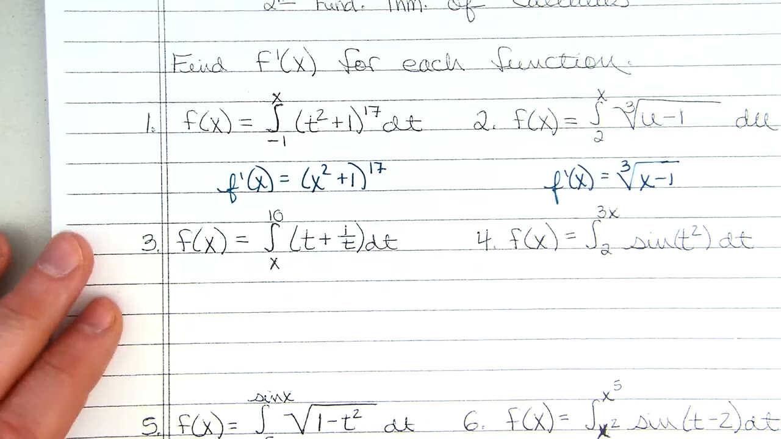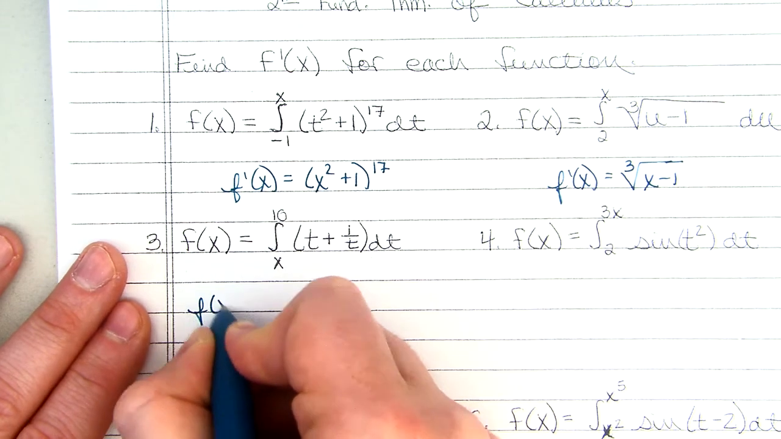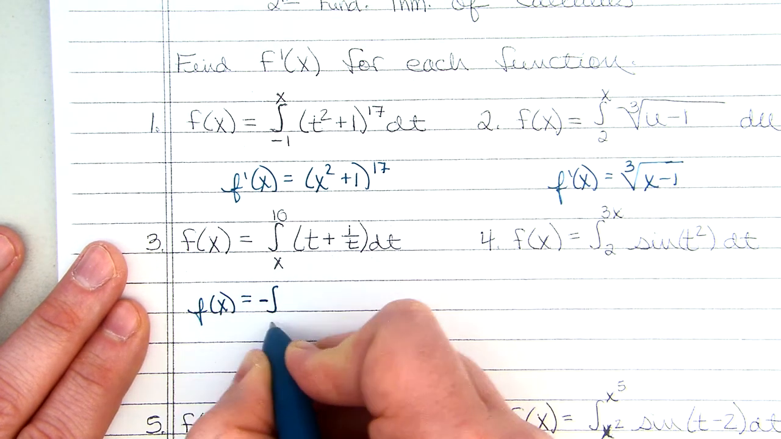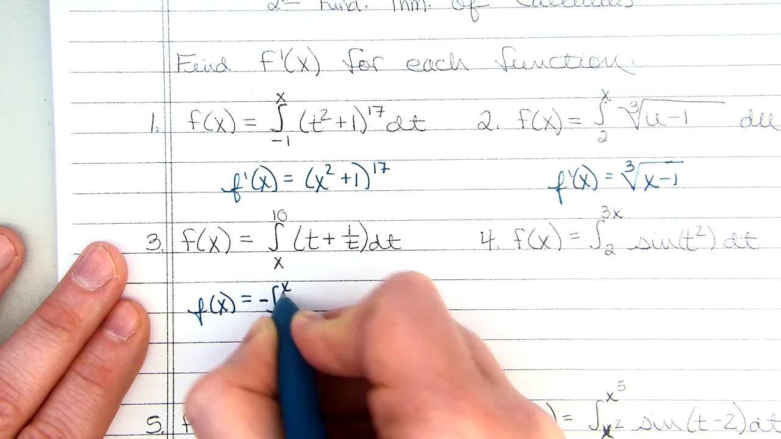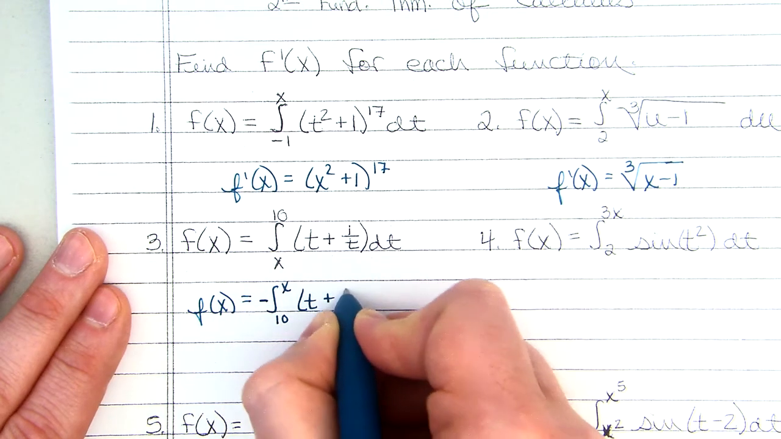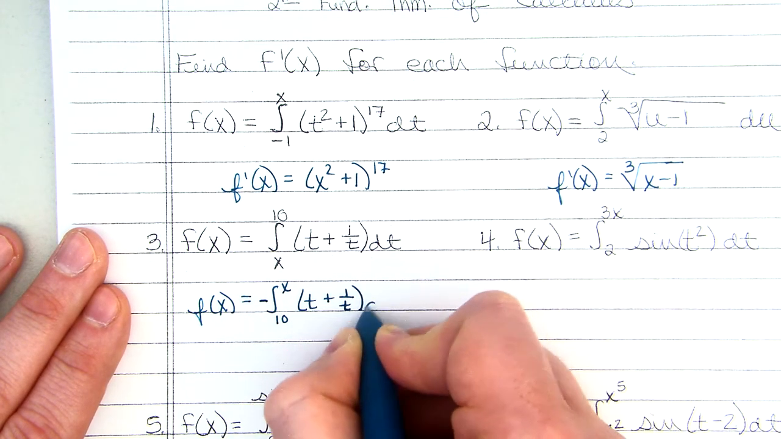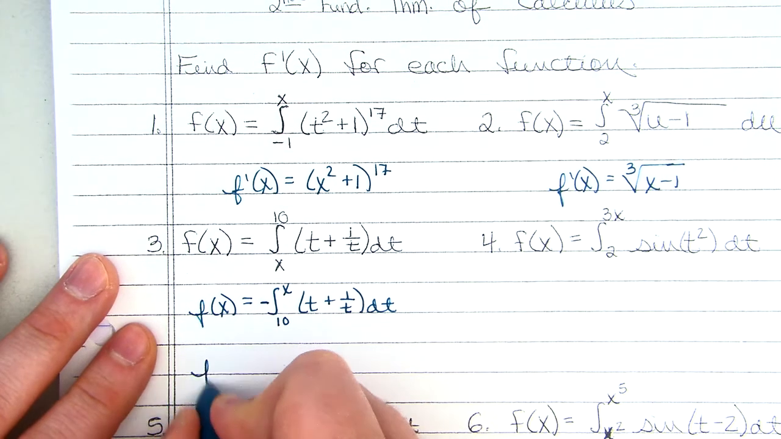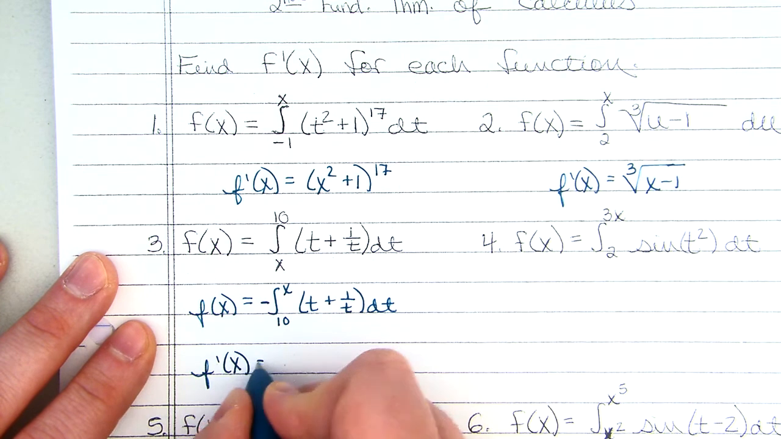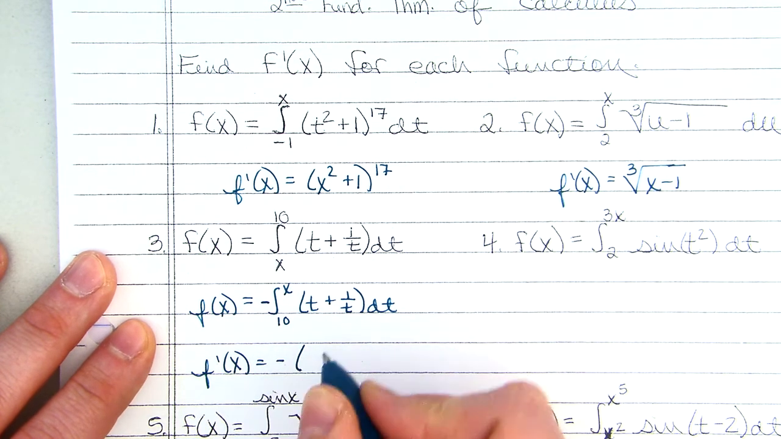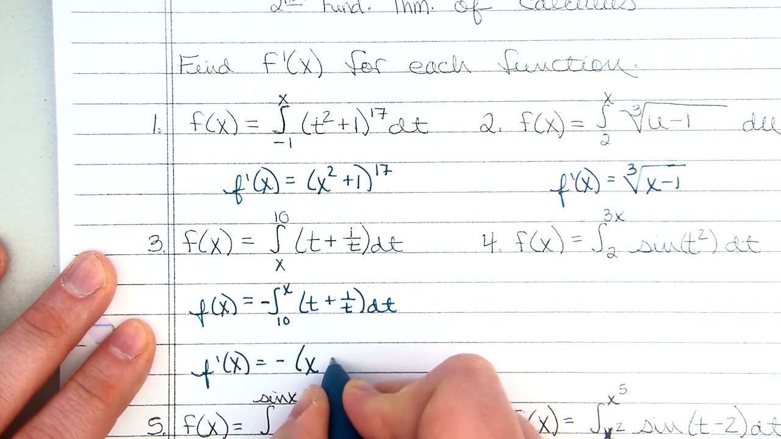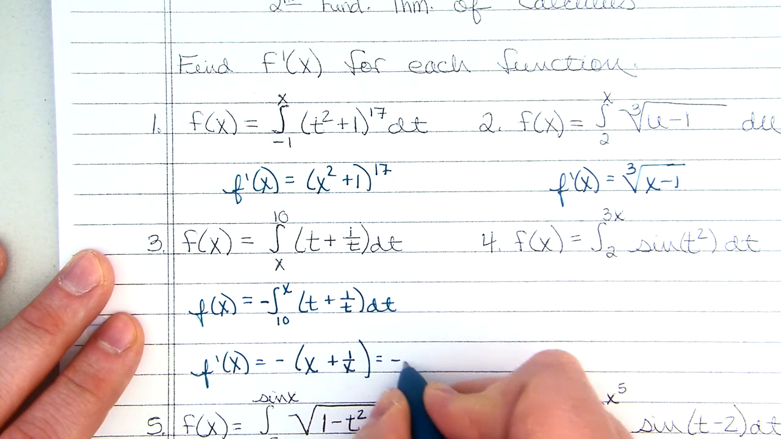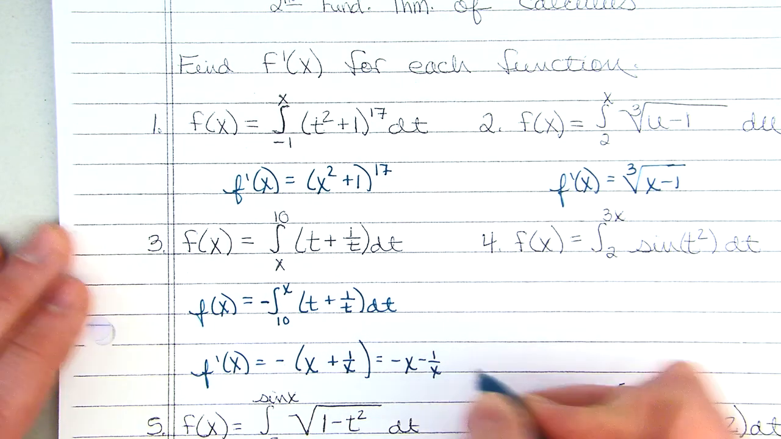Can't totally do that in number 3. I need to change the order of the limits of integration. So I'm going to make this negative the integral from 10 to x of (t plus 1) over t dt. I'm going to find the derivative of this thing now. I'm going to get negative, plug in the x where the t was, and we're going to get negative (x plus 1) over x, which is fine, or negative x minus 1 over x, either way.